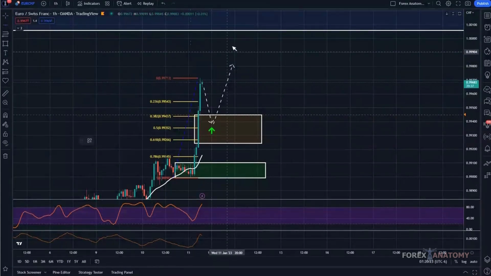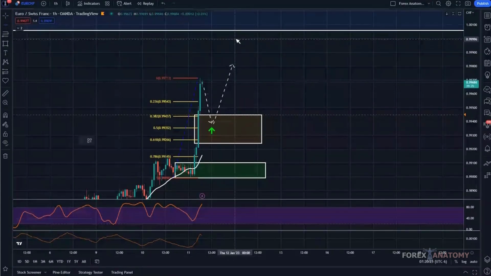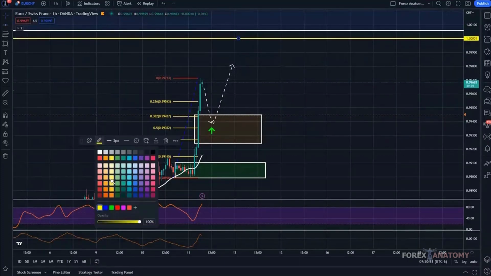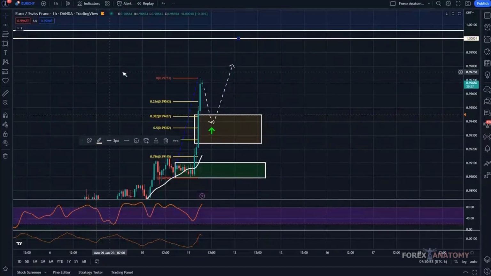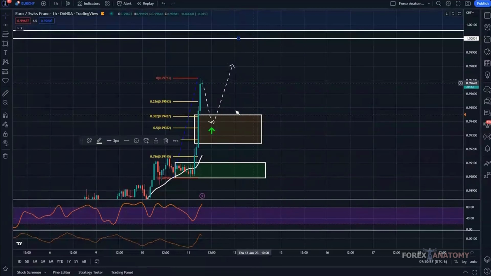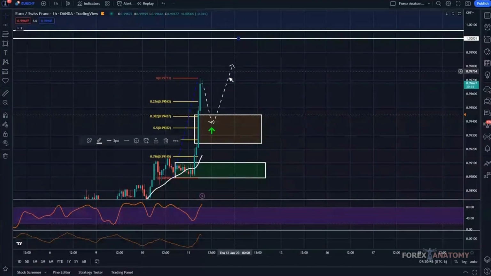But let me drop this line here at parity so we can know. So right around here, we know that this is parity, so we can definitely be on the lookout for how price responds to this area. But for the most part, again, we're waiting for this dip in price and a continuation of this bullish trend to the upside.